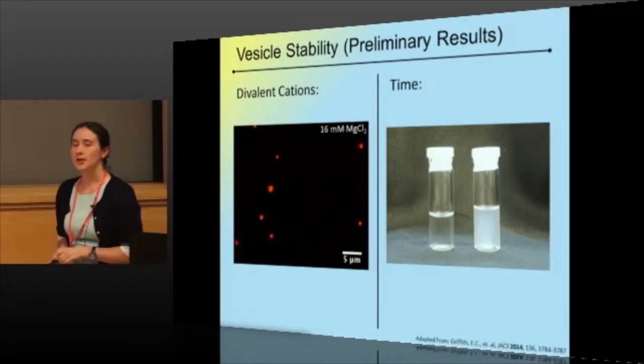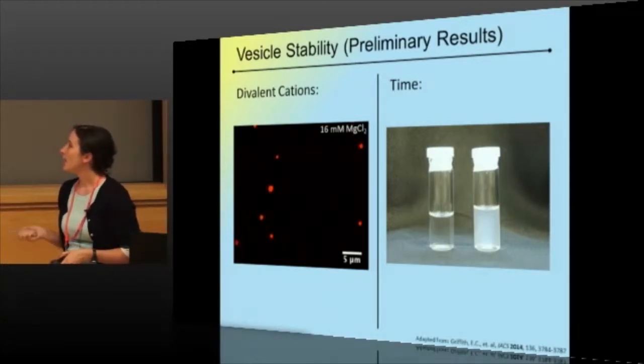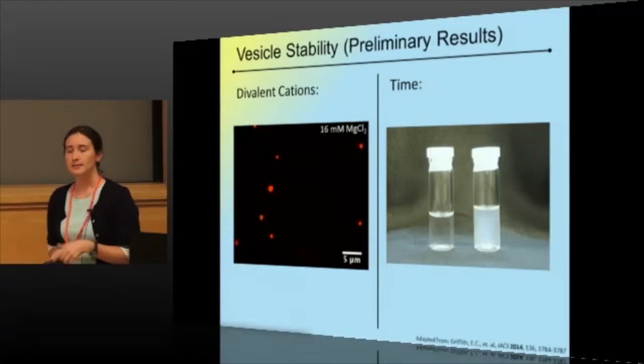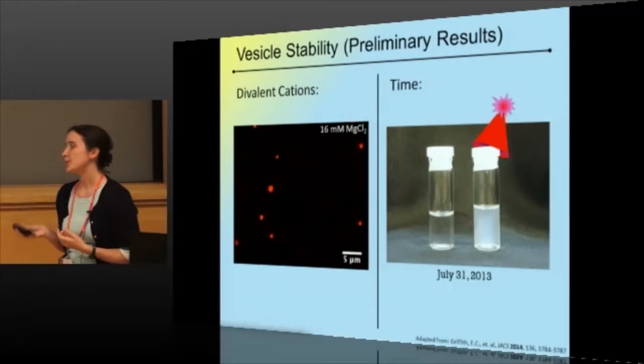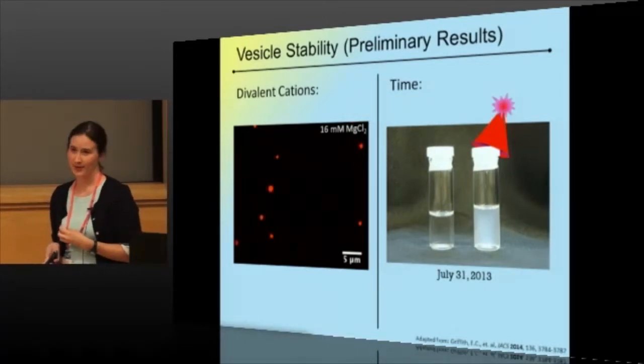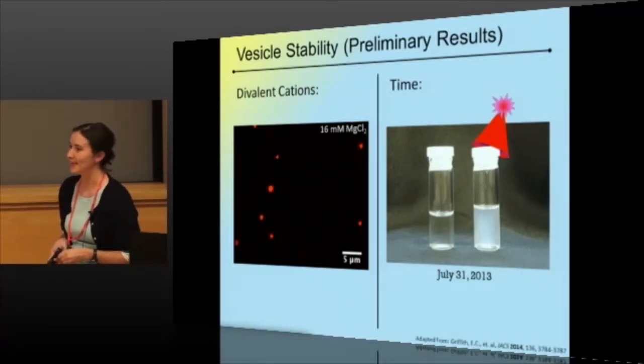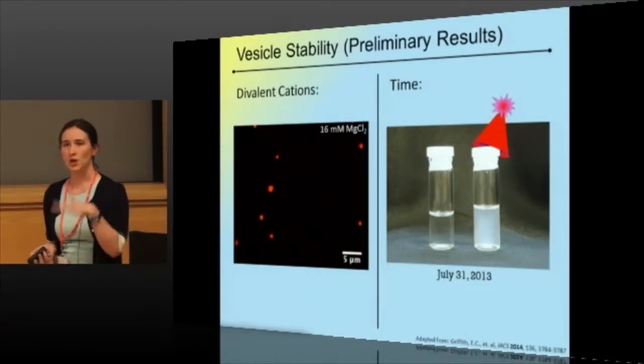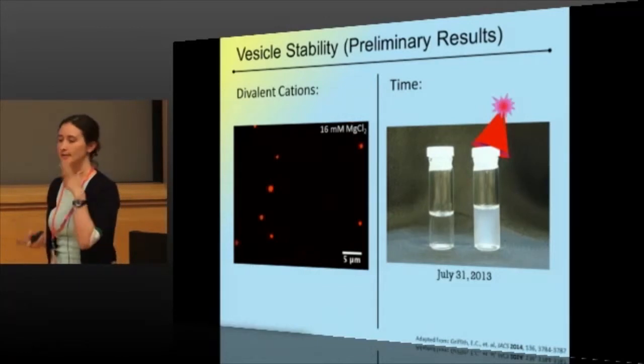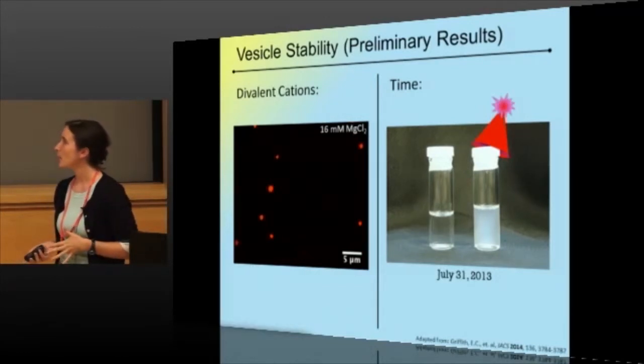And then in terms of their temporal stability, so again, this is the pre-photolysis and this is the post-photolysis. This particular picture is from July 31st, 2013, which means tomorrow is their first birthday, and they're sitting in the fridge, living happily. Or not living, but sitting around. So they seem to be quite stable temporally. They don't seem to make big aggregates and separate out, that kind of thing.